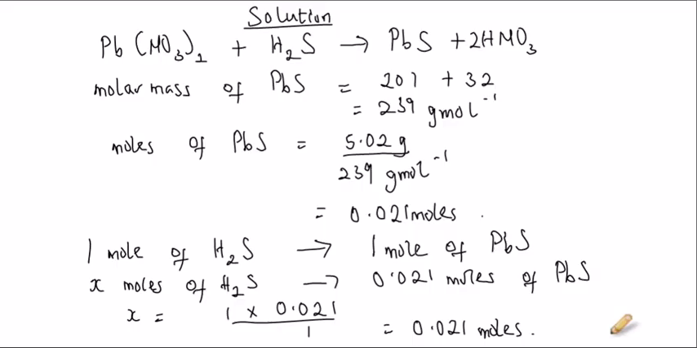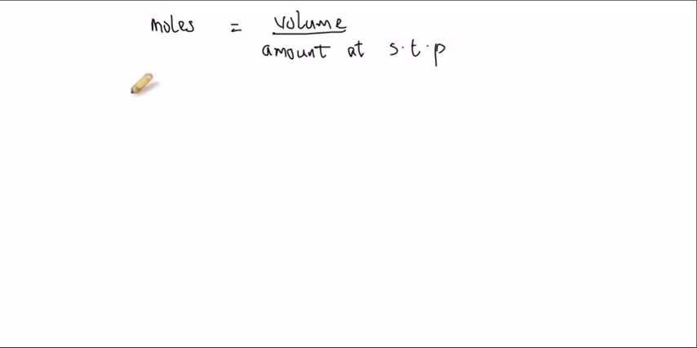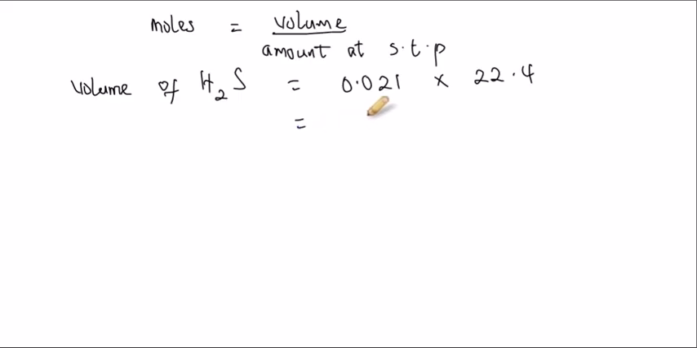To do that, we'll be using a formula that says moles equals volume over molar volume at s.t.p. From here, we'll be making volume the subject. So then we can say volume of hydrogen sulphide equals the number of moles which we've gotten earlier, that is 0.021, multiplied by the molar volume at s.t.p., that's 22.4. Calculating this, we have 0.47, and our unit is dm³.